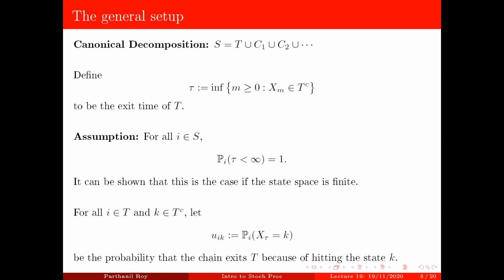Now, for all i in T, for all transient states i, and for all recurrent states k, we defined u_ik to be the probability of X_tau equal to k under the probability Pi. This means the Markov chain that starts from i exits T because of hitting the state k. In other words, the chain that starts from i hits T complement first at the state k. k is in T complement.